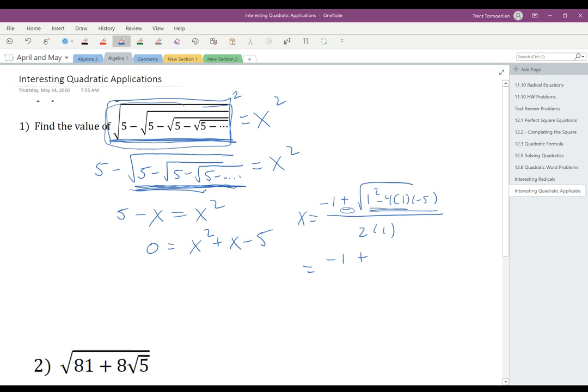Simplifying this inside there, you get 21. And so you get the square root of 21 over 2. So negative 1 plus the square root of 21, over 2, is equivalent to this infinitely nested radical.